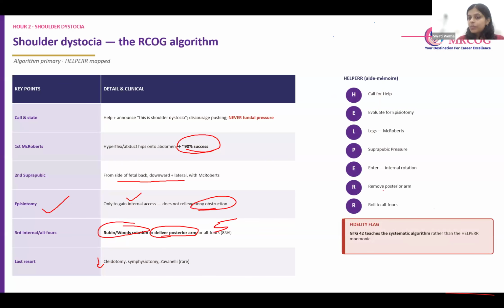If you look at the HELPERR mnemonic, H stands for call for help, E stands for evaluate for episiotomy, L stands for legs, McRoberts, P stands for suprapubic pressure, E stands for enter for internal rotation maneuvers, R stands for remove posterior arm, that is delivery of posterior arm, and last R stands for roll to all fours. This is in fact brought for teaching drills, hence important. Otherwise, mainly you have to remember this sequence.